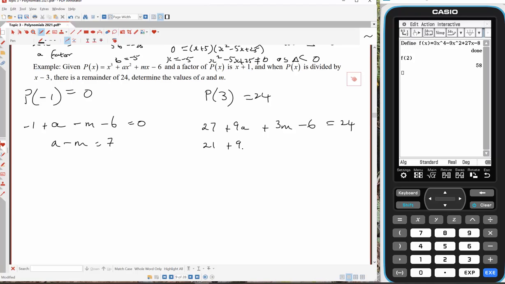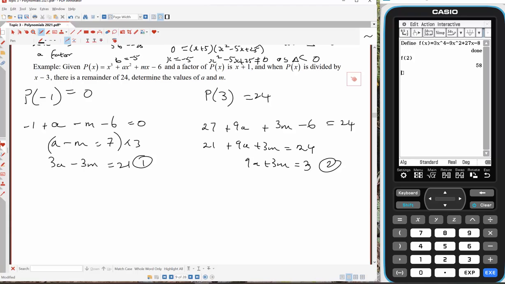21 plus 9a plus 3m equals 24. 9a plus 3m equals 3. Okay, so what I will do is multiply that by 3 and run an elimination. 3a take away 3m equals 21. Or I could have just divided that one by 3. Anyway, let's just run with this. So I'll call that equation 1 and equation 2.